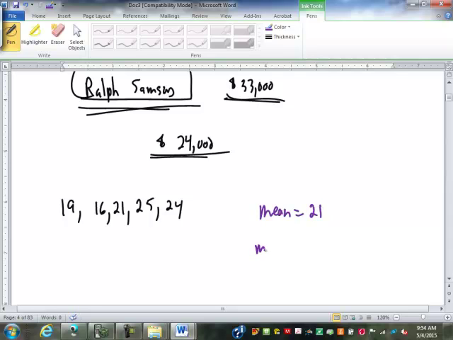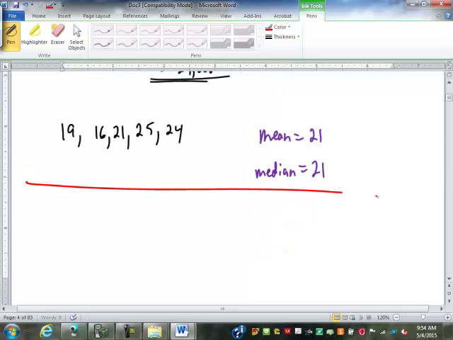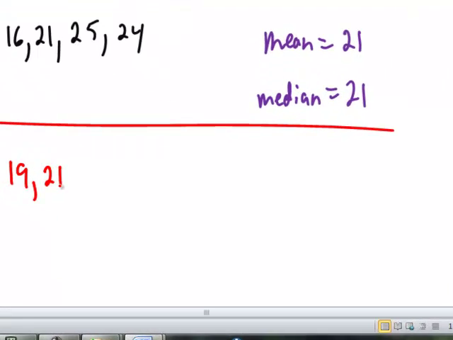The median was what? 21. Good. So now I'm going to make a second list of numbers. And the first thing I'm going to do is use these same numbers right here, and I'm just going to put them in order.